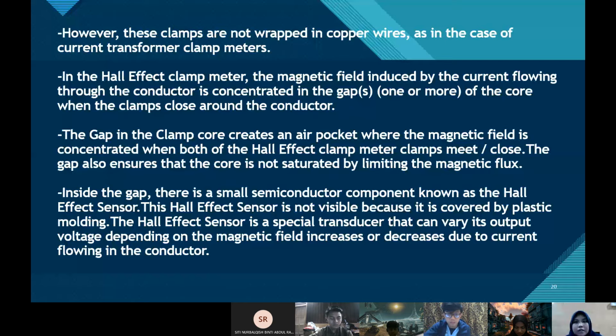Inside the gap, there is a small semiconductor component known as the Hall effect sensor. This Hall effect sensor is not visible because it is covered by plastic molding. The Hall effect sensor is a special transducer that can vary its output voltage depending on whether the magnetic field increases or decreases due to current flowing in the conductor.